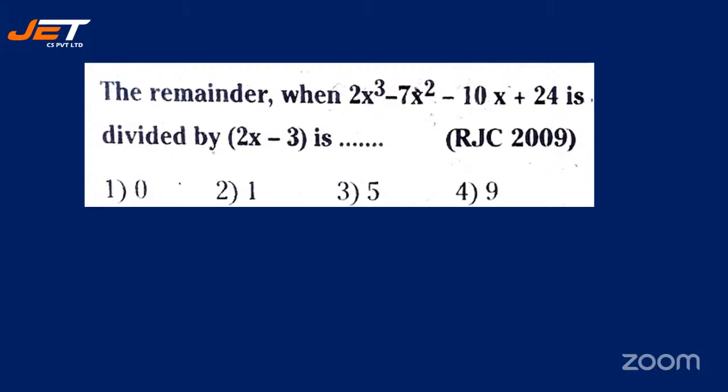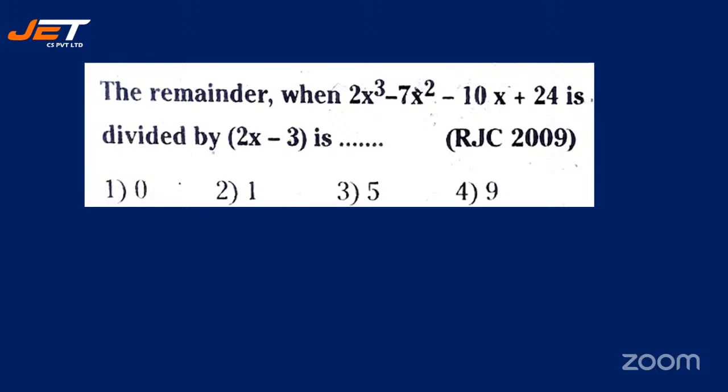The remainder when 2x cubed minus 7x squared minus 10x plus 24 is divided by 2x minus 3. See, this question was asked in the year 2009. All right, so the remainder when 2x cubed minus 7x squared minus 10x plus 24 is divided by 2x minus 3 is dash. So what remainder do you get? This is your question. So quickly, you can take your 1 full minute to work out this.